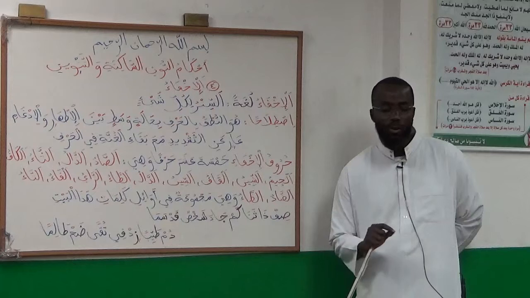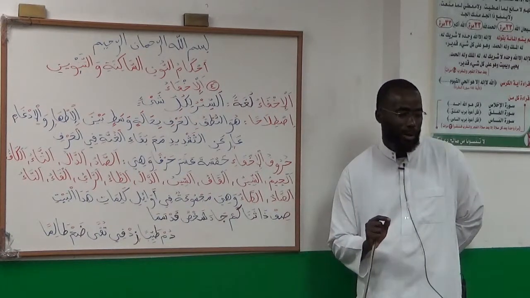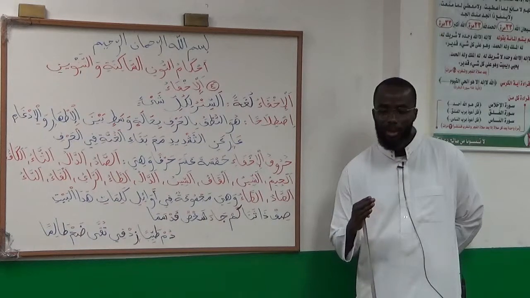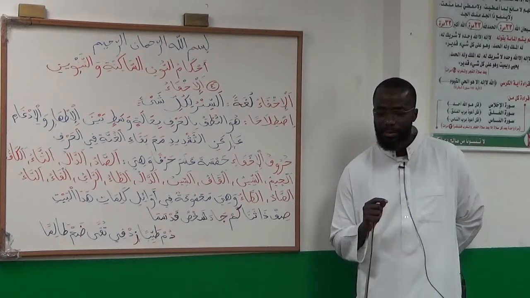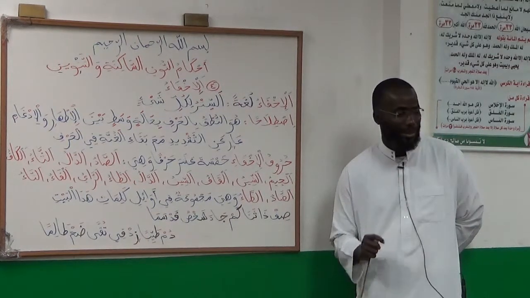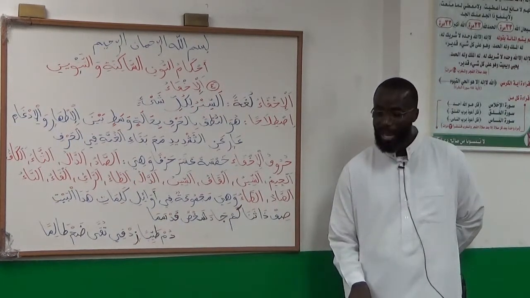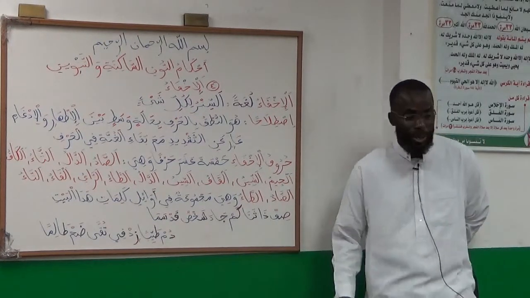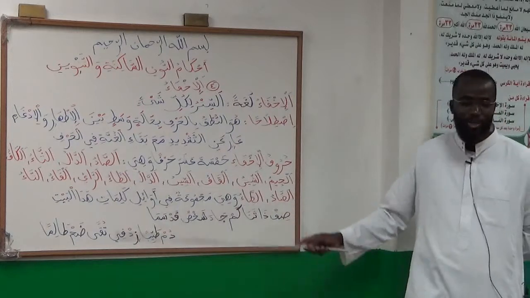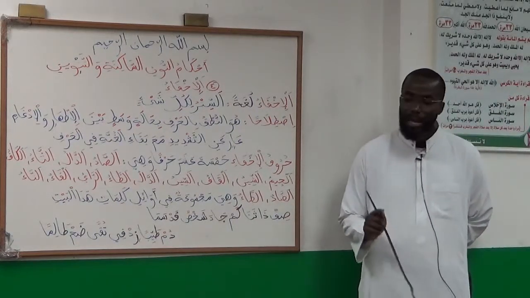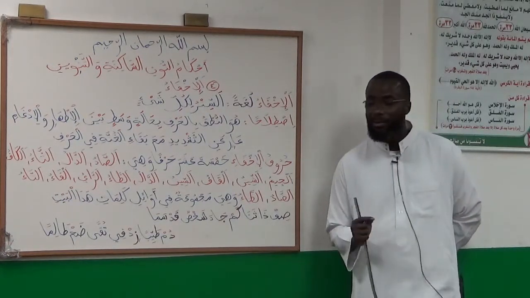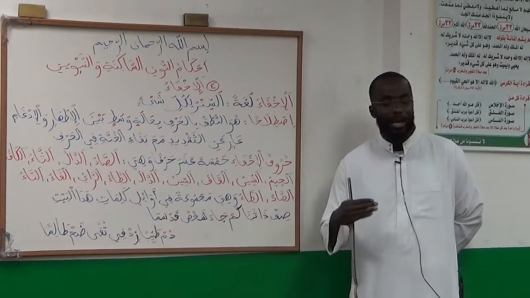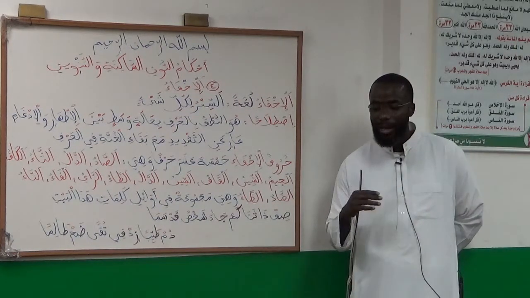So I don't say fawailun and I don't say fawailul, but I just say fawailul lilmusallin. Alladhina hum an salatihim sahun. What do we have here? We have a noon sakina followed by a swad. Is swad one of the letters of al-ikhfa? Yes, it is. So I don't say alladhina hum an salatihim. That's a no, right? But an salatihim.